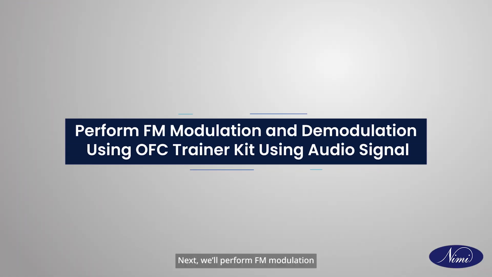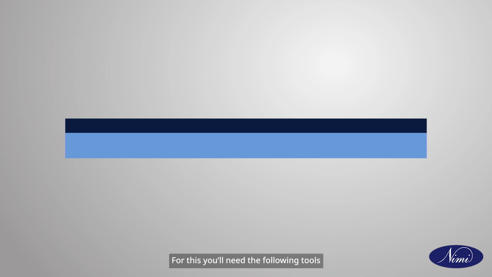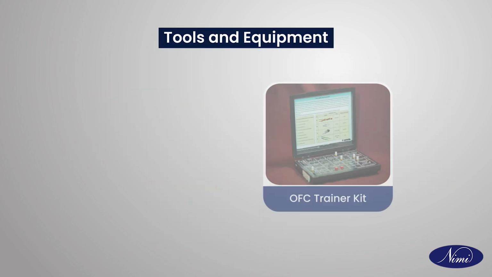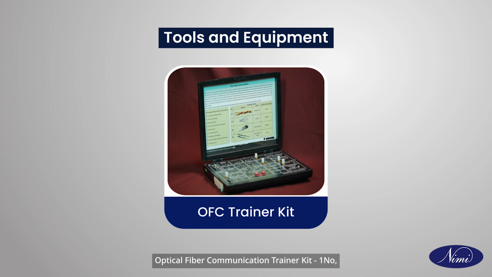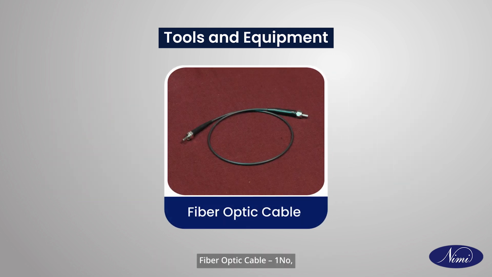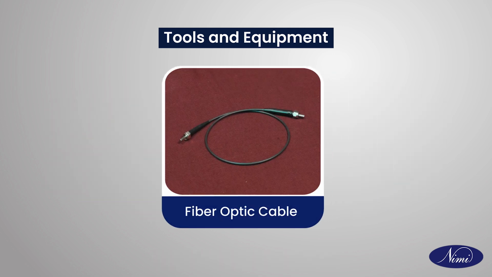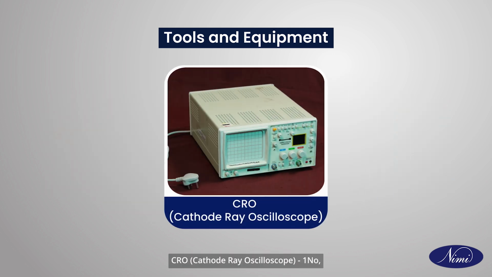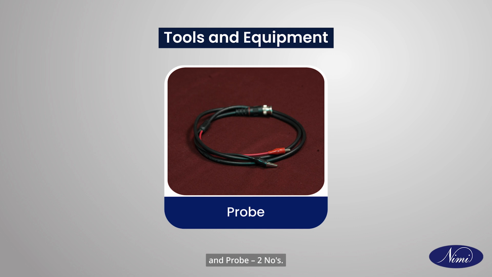Next, we will perform FM modulation and demodulation using OFC Trainer Kit using audio signal. For this, you will need the following tools and equipment: Optical Fibre Communication Trainer Kit, 1 number; Fiber Optic Cable, 1 number; banana pins as required; CRO or Cathode Ray Oscilloscope, 1 number; and probe, 2 numbers.